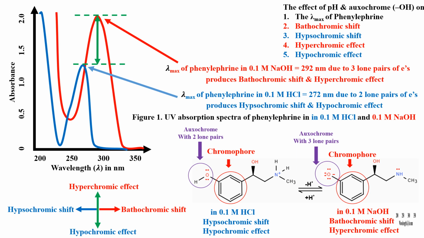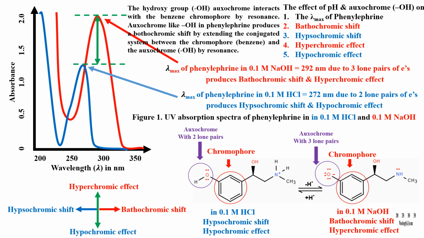So when you have 3 lone pair of electrons, it leads to bathochromic shift and hyperchromic effect, and with 2 lone pair of electrons, you see shift in lambda max towards shorter wavelength, resulting in hypsochromic shift, as well as the intensity of absorption also reduces.